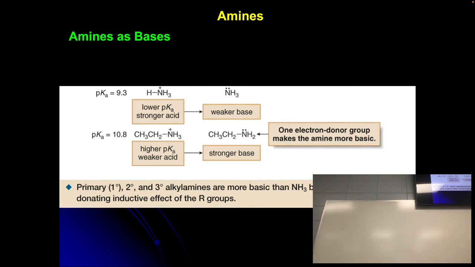So you can see some pKa stuff here. If you take ammonia, right, and you react it with acid, you get the ammonium cation, right? Ammonia is a weaker base than, for example, ethylamine. So if you notice, the pKa for this is about 9.3. The pKa for this is 10.8. That means that this has to be the stronger base, doesn't it? Why would a primary amine be a stronger base than ammonia?